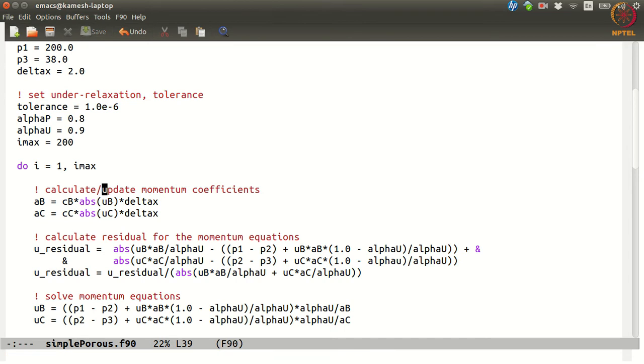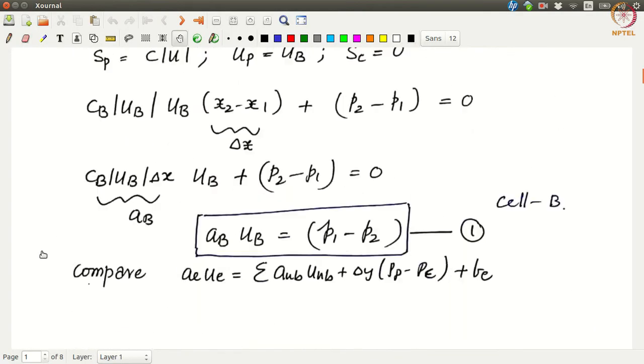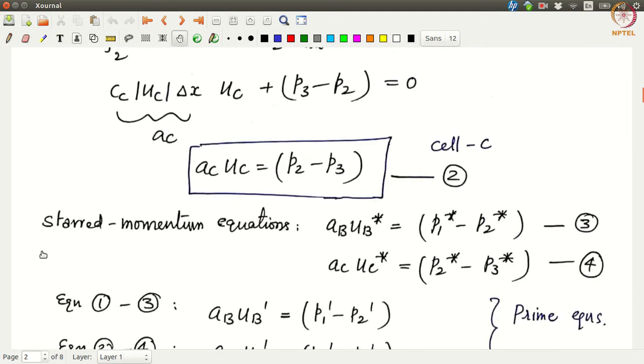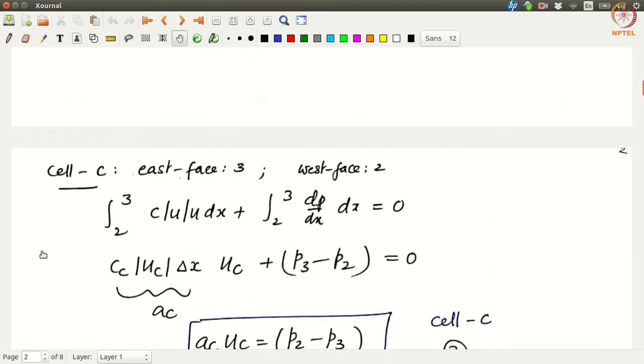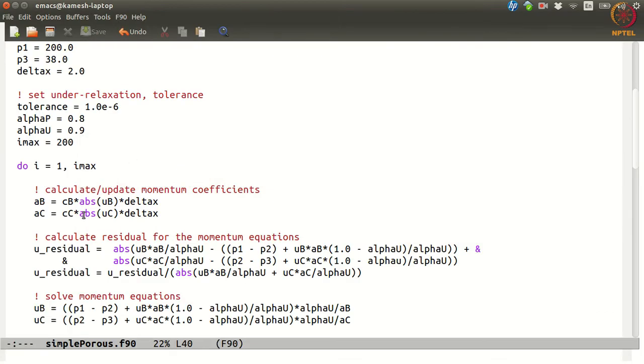Then we need to calculate the coefficients for the momentum equations. You remember the momentum equation was AB UB equals something, where the coefficient AB was CB times mod CB times delta X. When you discretize the equation, these are the equations we got. The coefficient AB was CB mod UB delta X, so that's what we have written here. Similarly, AC is CC mod UC times delta X. These are the coefficients for the velocities at the staggered locations, for UB and UC.